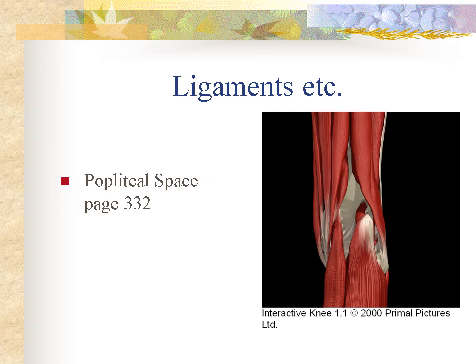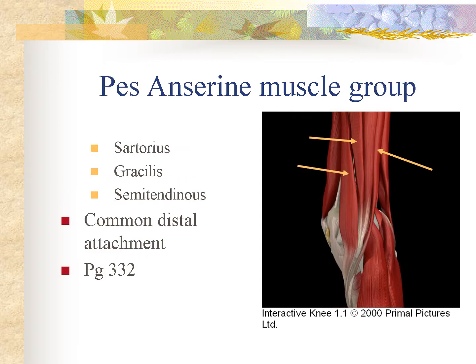If you know anything about Greek mythology, that was where you shot an arrow at somebody, because it's a very vulnerable space. The pes anserine muscle group is a group of muscles that, if you look on page 332, come down the knee on the medial side and connect with a common attachment. Pes anserine means goose foot or duck foot, so it's supposed to look a little something like a goose foot. It's where your sartorius and gracilis and your semitendinosus come together at a common attachment. They are going to help to produce some medial stability on the knee.